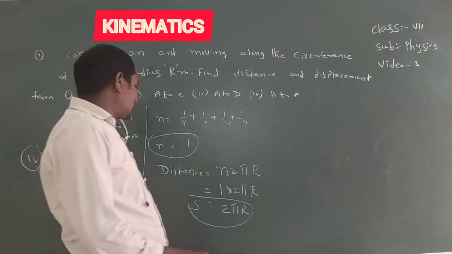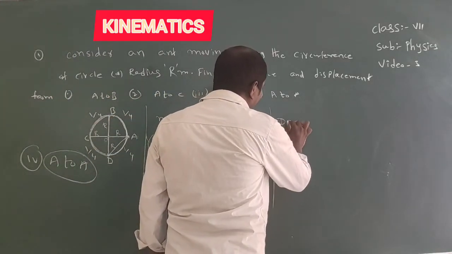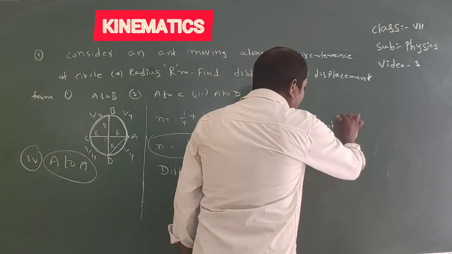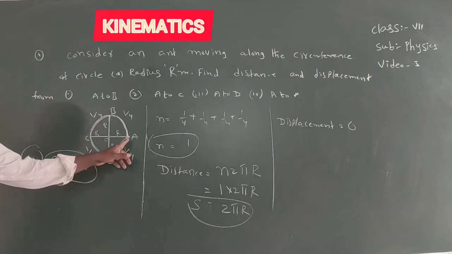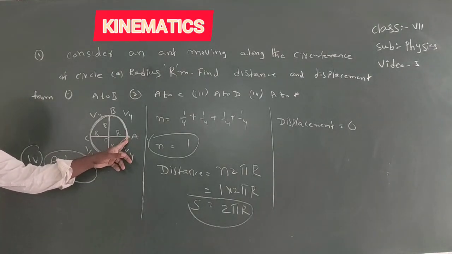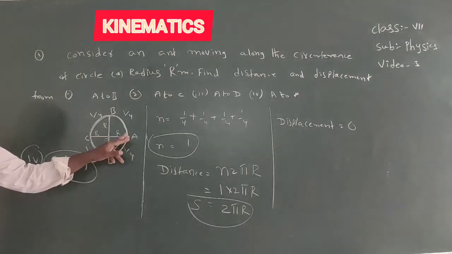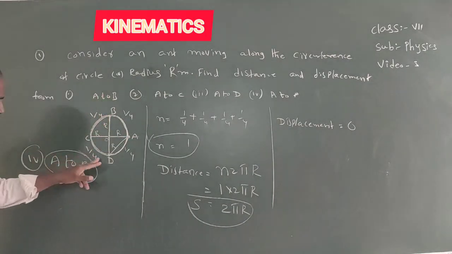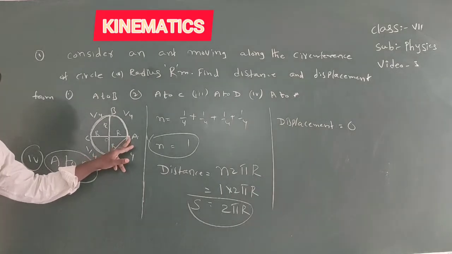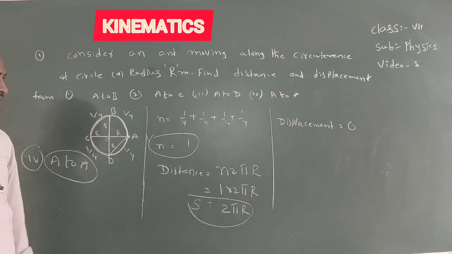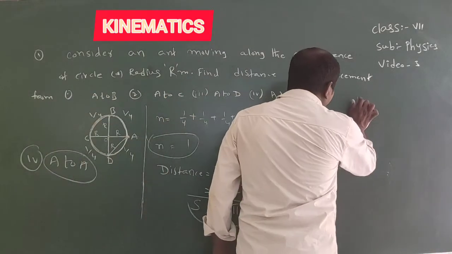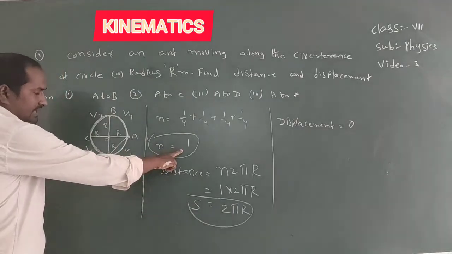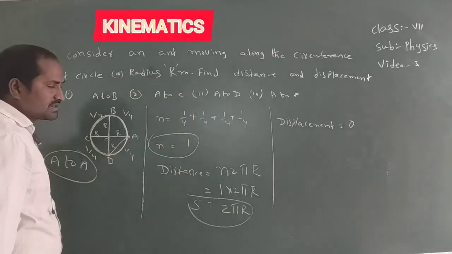Then displacement equals 0, because what is the starting point here? A. What is the ending point here? The body starts from A and again reaches the same point A, meaning the initial point and final point are both the same, so displacement equals 0. If displacement equals 0 after one time, what about two times? Two times also gives displacement 0.